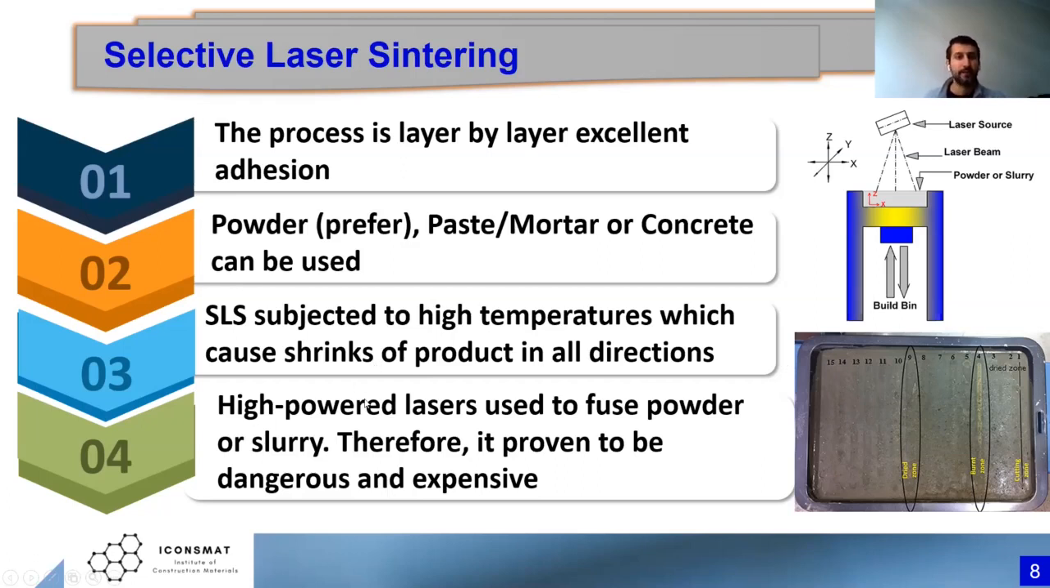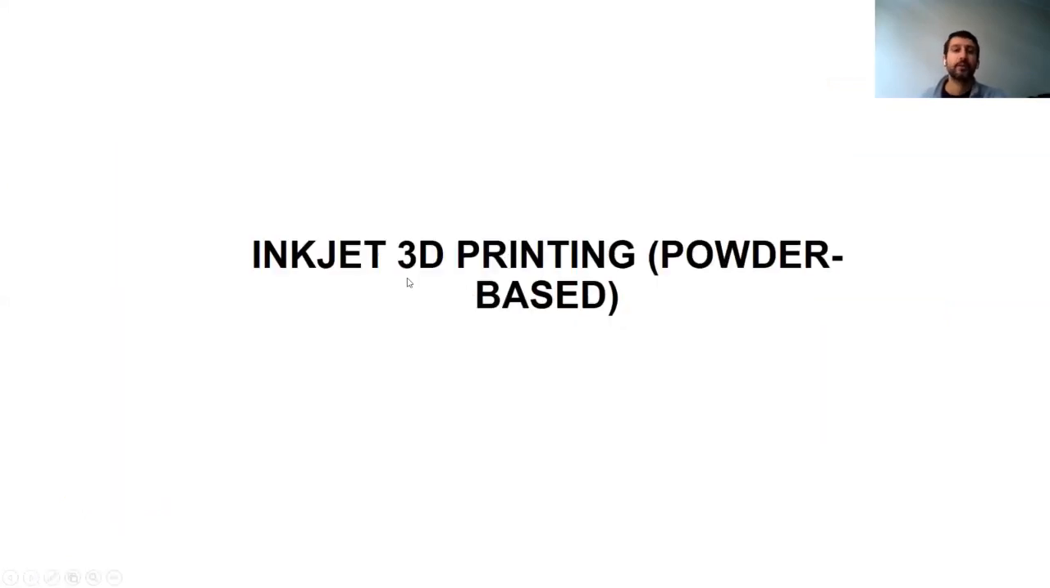This type of SLS is not really famous because of the light that it uses. It's usually a laser. It's dangerous, and also expensive when scaled down to smaller printing. I'm going to talk in a little more detail on inkjet 3D printing, which is powder-based 3D printing. Sometimes it's called binder jetting printing.